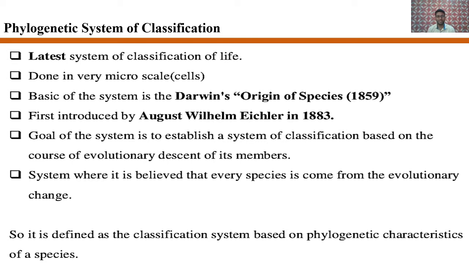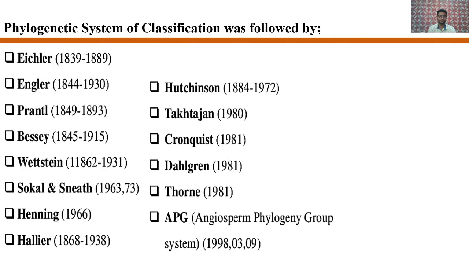The goal of this system is to establish a system of classification which is based on the course of evolutionary descent of its members. A system of classification where it is believed that every species has come from the evolutionary chain is the phylogenetic system of classification. So it is defined as a classification system which is based on the phylogenetic characteristics of a species.